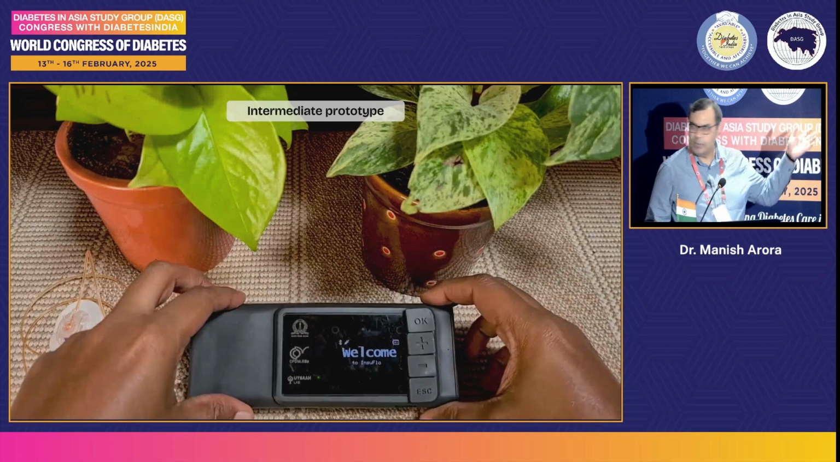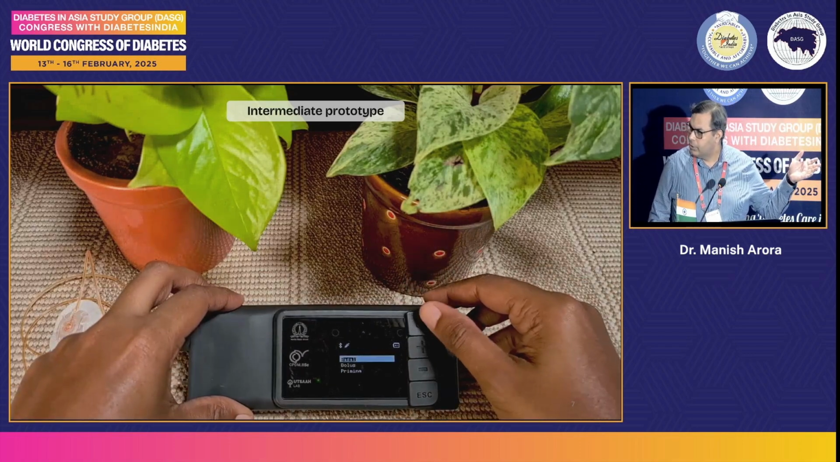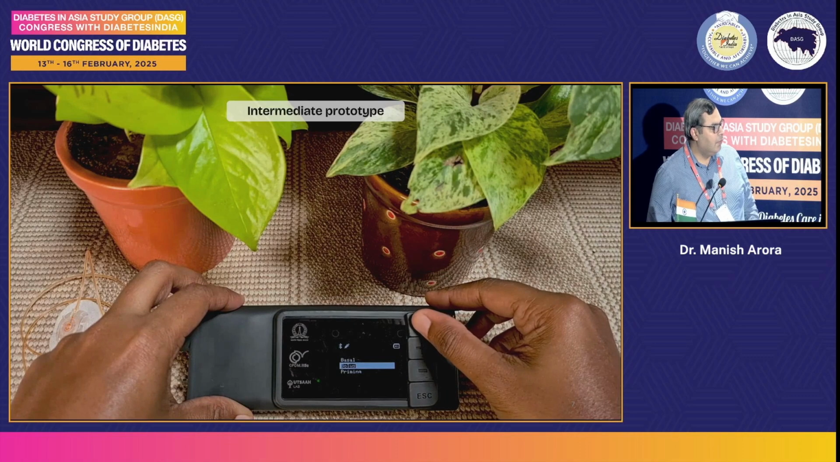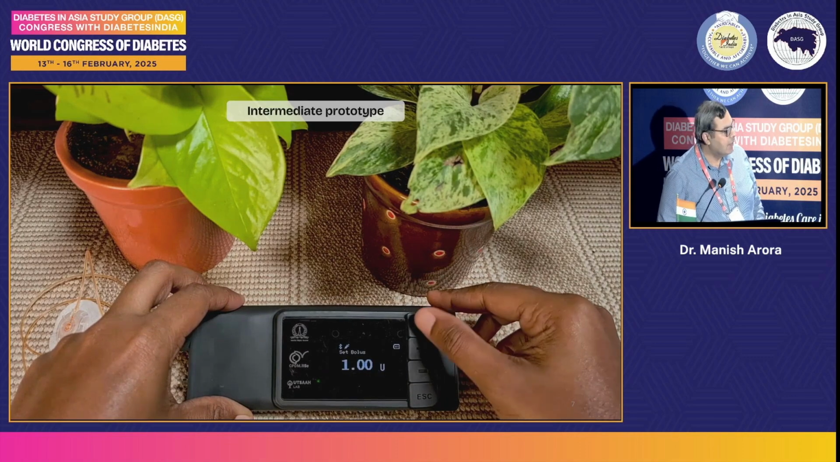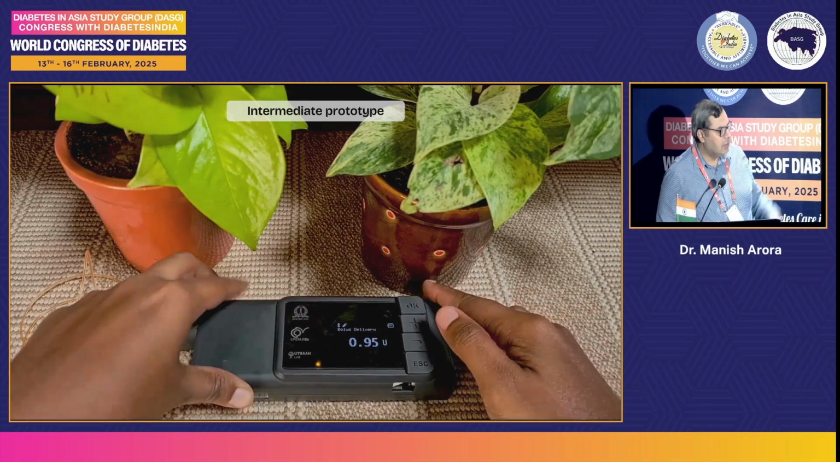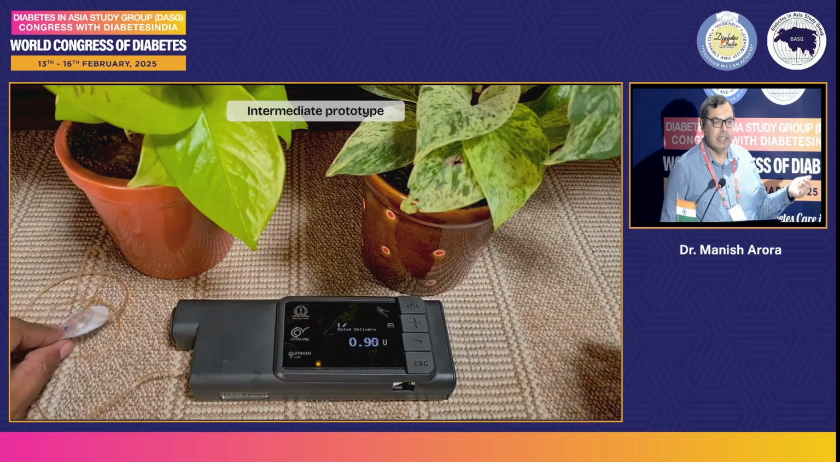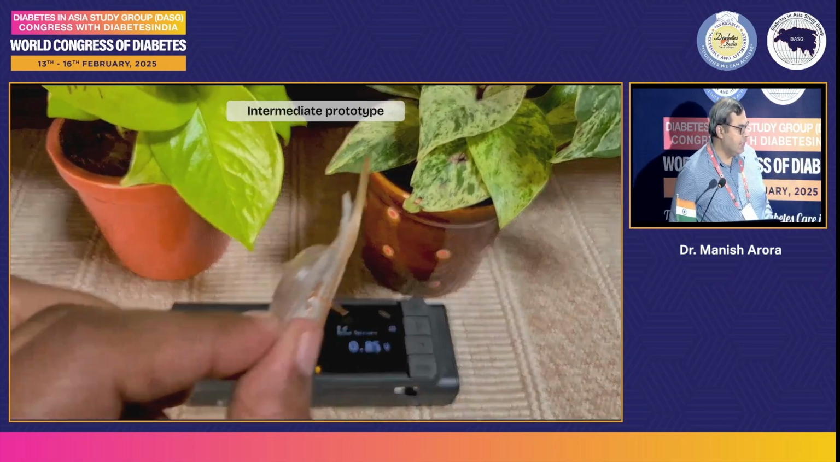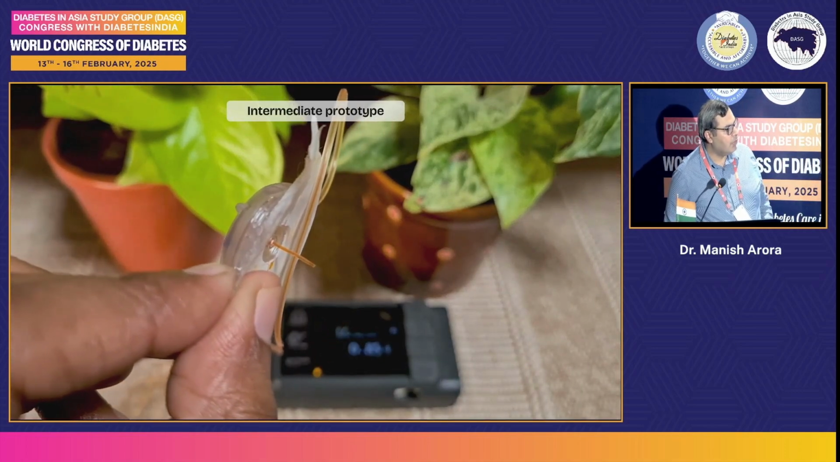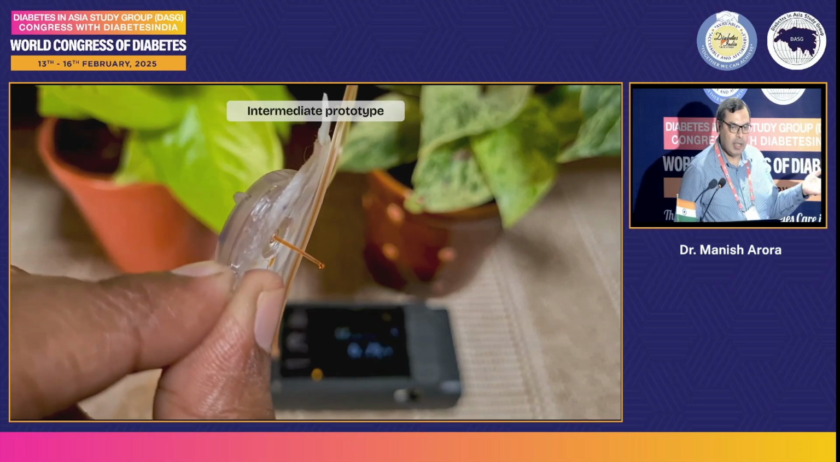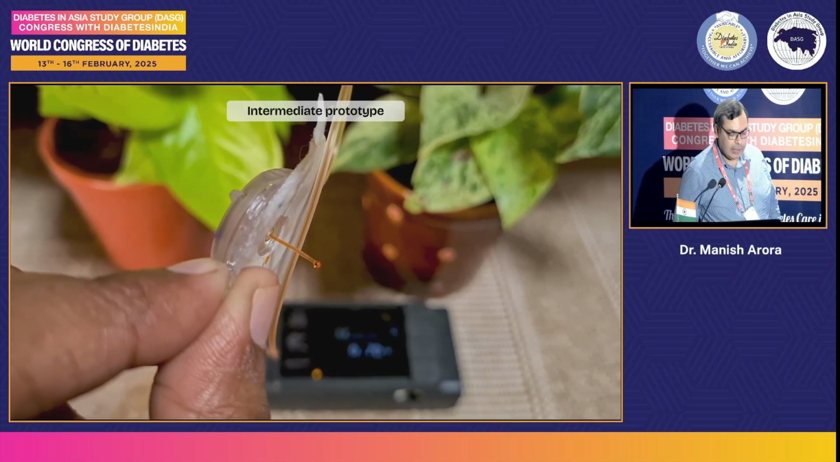It's the earlier prototype from about 3 years ago, or maybe 2 years ago, where the functionality of the device was tested in the lab. It is able to perform all the functions: basal delivery, and this small orange drop which you see is representative of the fluid coming out, which will be replaced by insulin.